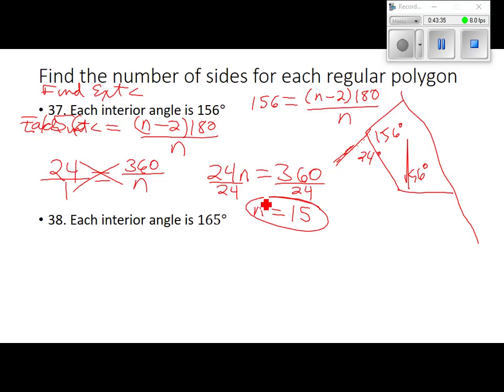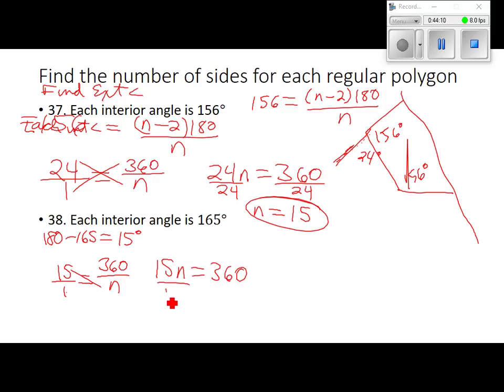What would I do first on this one then? 180 minus 165. That's each exterior angle. Now tell me how to set up the equation that it's going to help me find the number of sides. 15 over 1 equals 360 over n. Cross multiply. What's that give us? 15n equals 360. Now what? Divide 360 by 15. What's n equal?